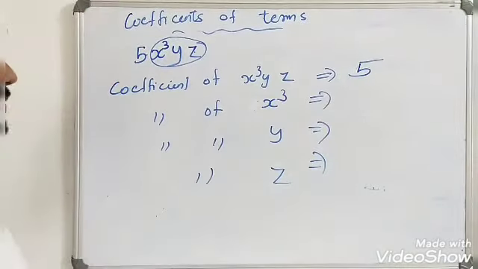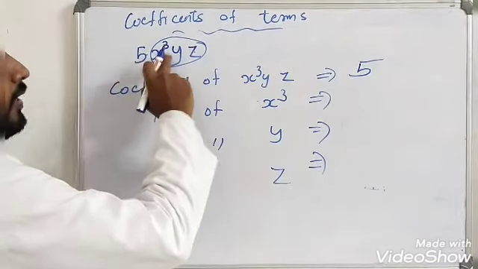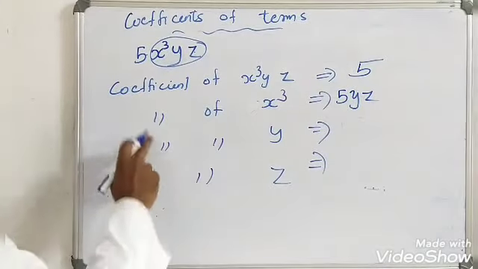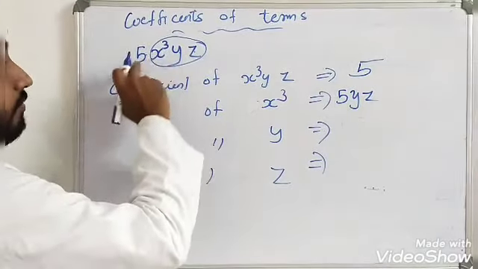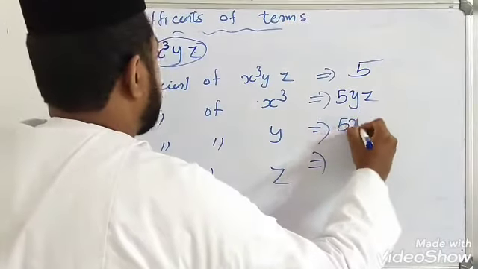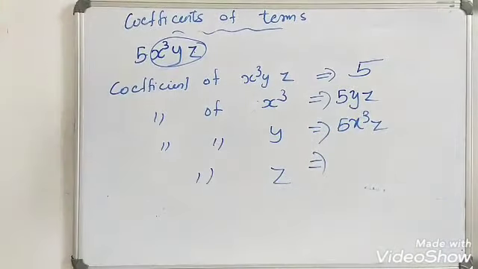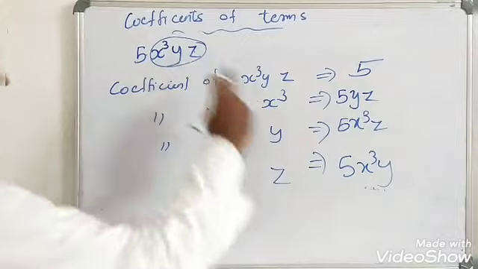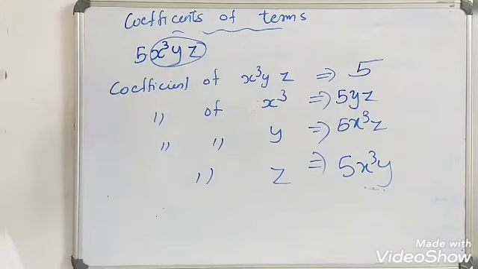Then the coefficient of x cube: after x cube there is 5yz. So the coefficient of x cube is 5yz. Then the coefficient of y is 5x cube z. Then the coefficient of z is 5x cube y, other than z. So in 5x cube yz, the coefficient of z is 5x cube y, of y is 5x cube z, and of x cube is 5yz.